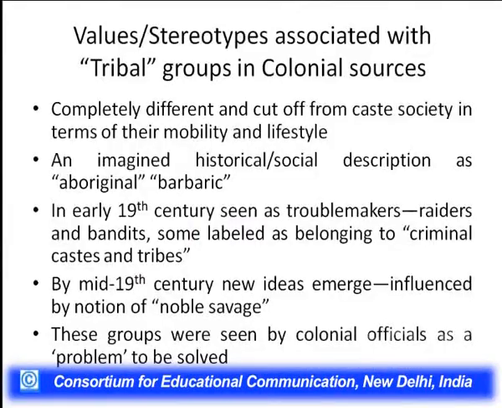So therefore, they were increasingly described as raiders, marauders, robbers, bandits, and some of them were also categorized as belonging to criminal castes and tribes. So with this kind of labeling, the criminal castes and tribes versus the rest of the population who were more law abiding, a particular kind of role model for an ideal citizen was being created. And by the mid 19th century, a number of new ideas started emerging, and these ideas again brought about a change in the outlook of the colonial regime towards the tribals.